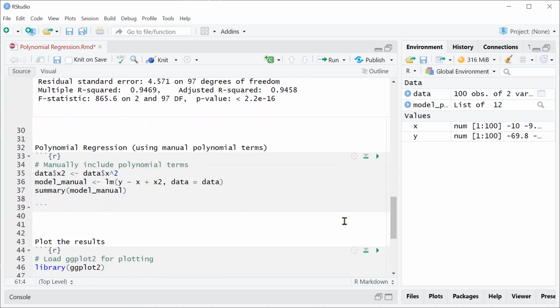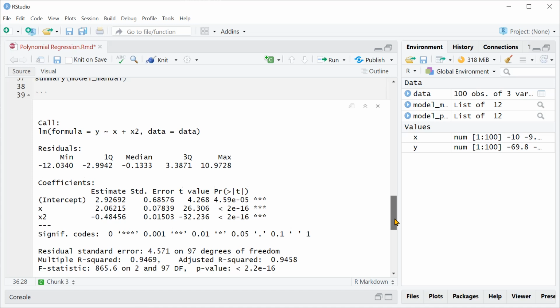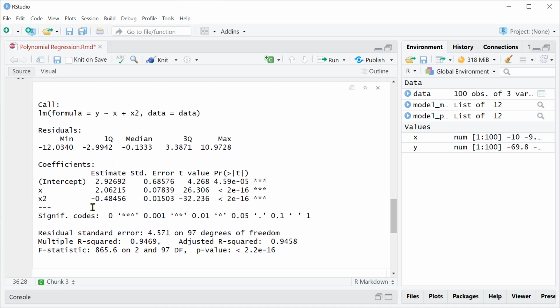Now let's go ahead and run the second polynomial regression model, which uses manual polynomial terms. So we have x and x squared. Here, the coefficients are actually interpretable.